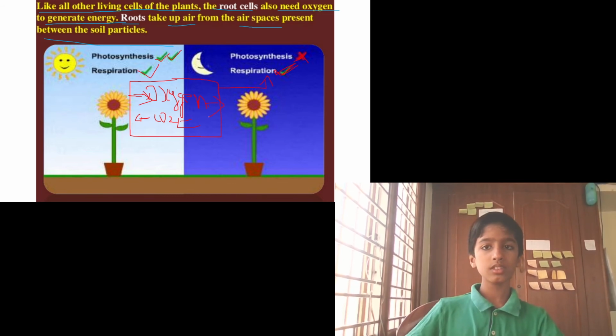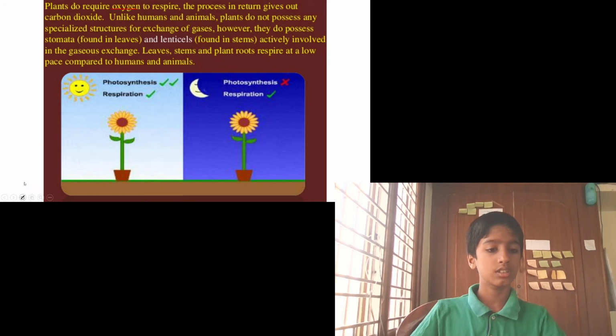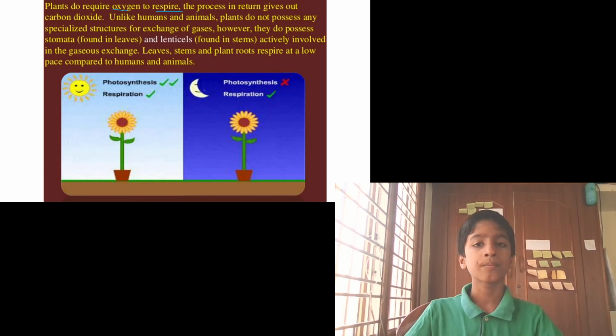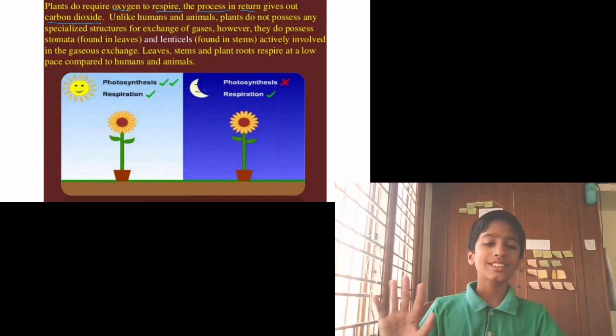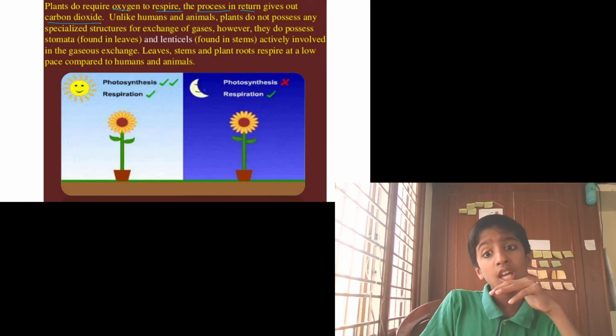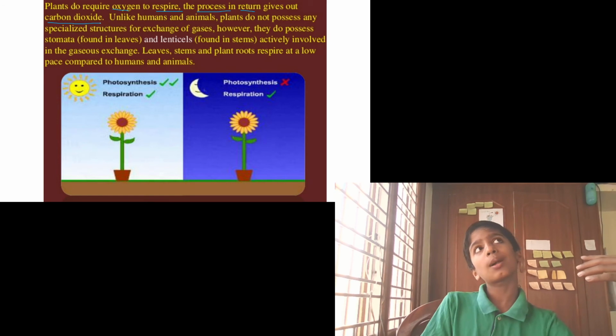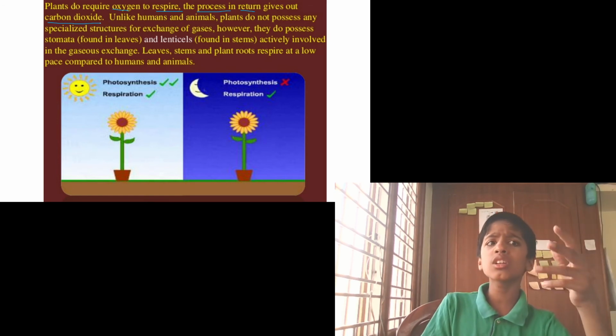Okay, now let's move on. So plants do require oxygen to respire. Yes, they do. Every living organism requires oxygen to respire. The process in return gives out carbon dioxide. Yes, they too give out carbon dioxide. Sorry, so they're taking in oxygen and leaving out carbon dioxide. And in photosynthesis, they are taking in the carbon dioxide and leaving out the oxygen. They too need to respire.